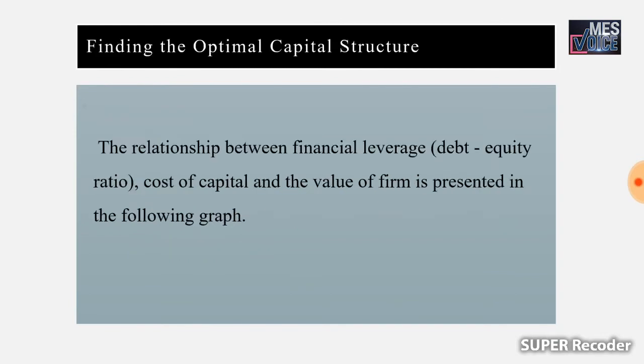Okay, let's discuss the optimum capital structure with the help of a graph. For this, we have to consider the relationship between financial leverage, which means the debt equity ratio, the cost of capital, and the value of the firm. All these are represented with the help of a graph. Okay, see the graph.